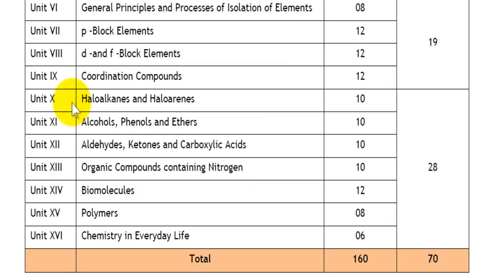Then unit number 10 to unit number 16, that is haloalkanes and haloarenes, alcohols, phenols and ethers, aldehydes, ketones and carboxylic acids, organic compounds containing nitrogen, biomolecules, polymers, chemistry in everyday life. So all of these will carry a total weightage of 28 marks, totaling to 70 marks.